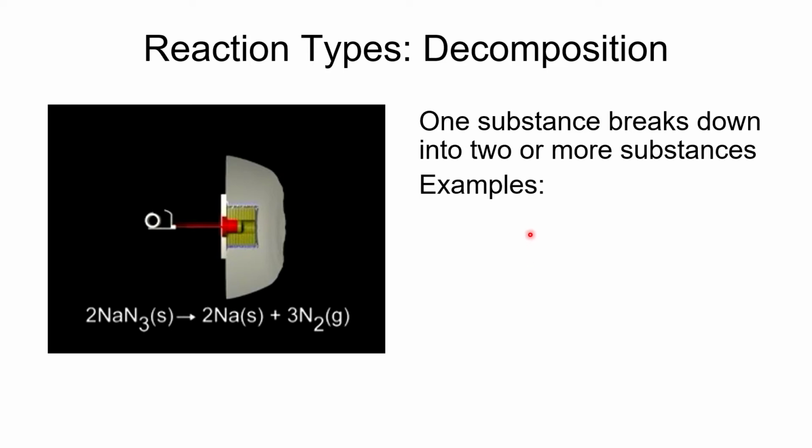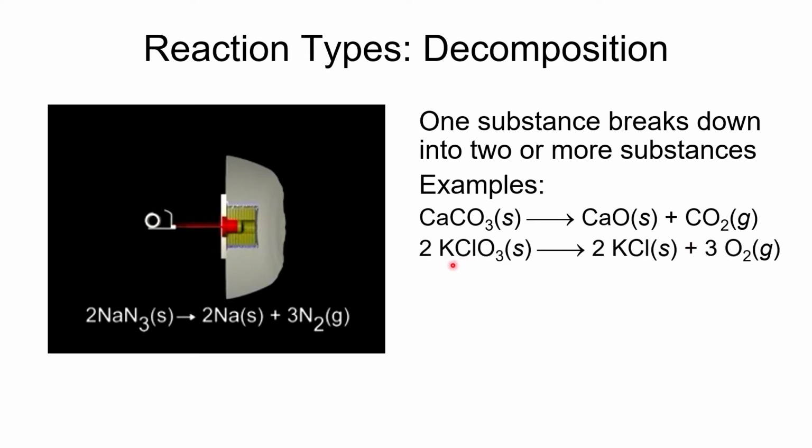So here are a couple of examples of this reaction. The first example is calcium carbonate. That is the primary ingredient in chalk. If you take calcium carbonate and heat it up to a really high temperature, you'll get calcium oxide and carbon dioxide. So you'll see one substance gets converted into 2 substances. Here we have potassium chlorate. Potassium chlorate will decompose to give us potassium chloride plus oxygen.